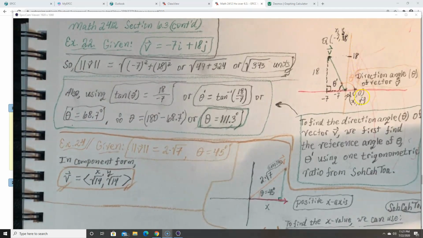y2 minus y1. So 18 minus 0. Well, that would be 18 minus 0 inside, which then would just become 18. So I hope that's okay. Now, negative 7 squared is 49. 18 times 18 is 324. Add those together, and we get 373. The square root of 373. This is not a perfect square. So we leave it like this, square root of 373 units.